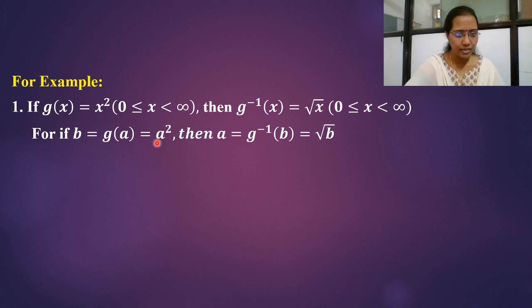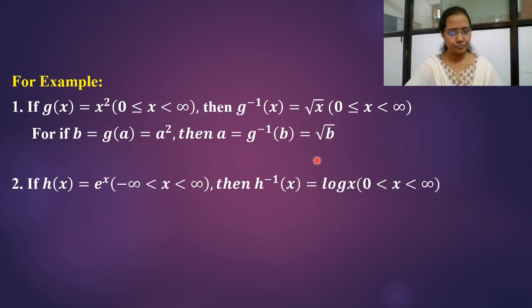But b is equal to a square. What will be a? We need to take the square root. So a is equal to root b. Okay, so g inverse of b is nothing but root b. So that is the inverse of the function g of x.